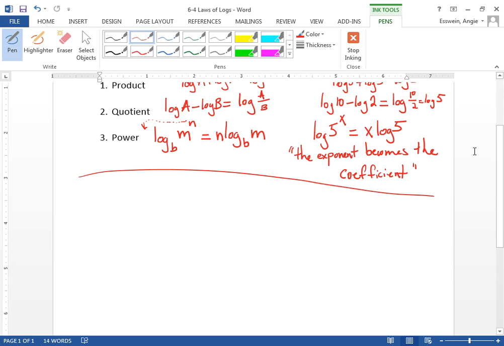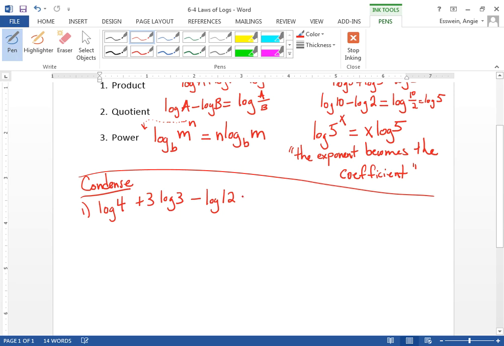Okay, so what we're going to do is use this to practice condensing some. So the directions are going to be condense these expressions. So let's say number 1, we have log 4 plus 3 log 3 minus log 12. And we want to rewrite this whole thing as one log expression.